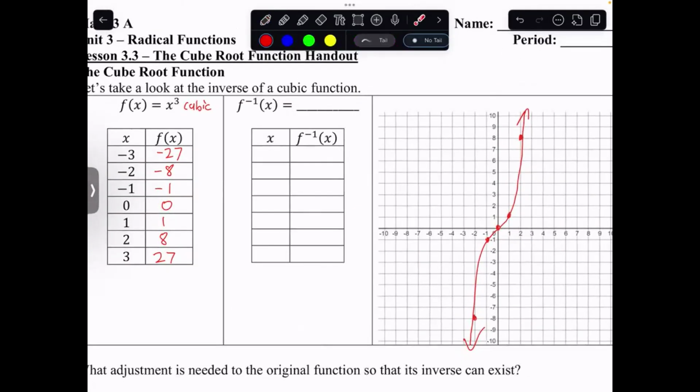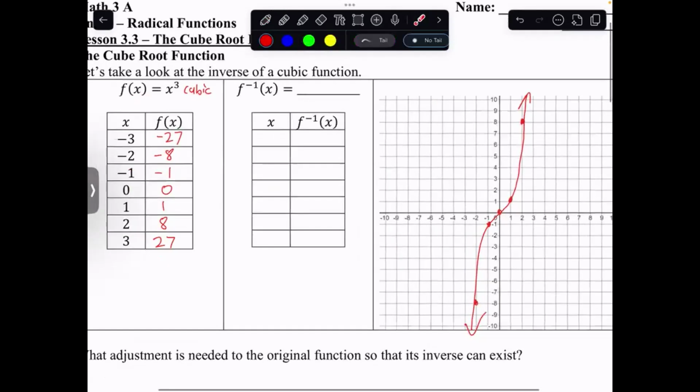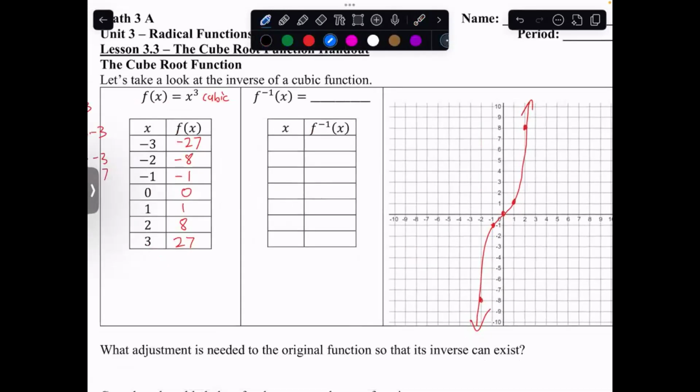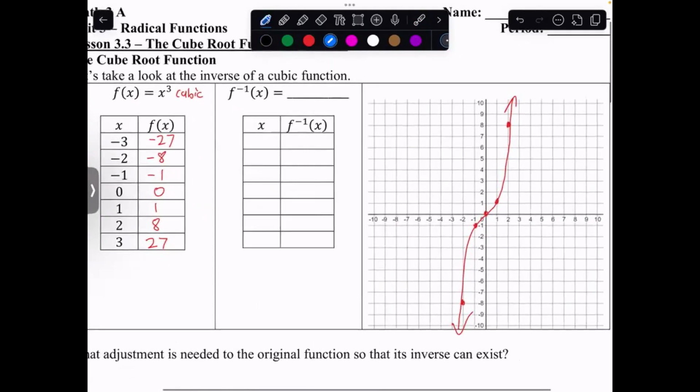Okay, so yeah, the root of 0, 0 would have multiplicity 3, right? Because the exponent of that factor is 3. So remember we sort of said, oh yeah, the graph kind of wiggles through the root. Okay, so now let's do the inverse. Again, inverse means you switch x and y.